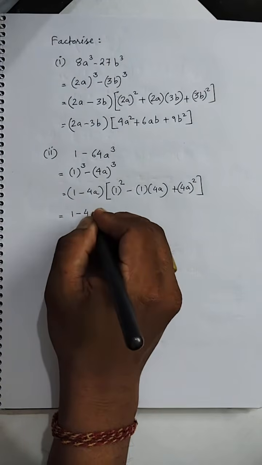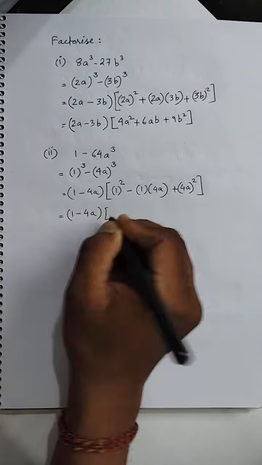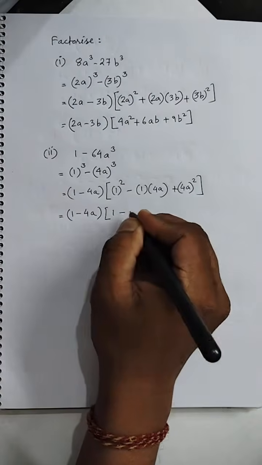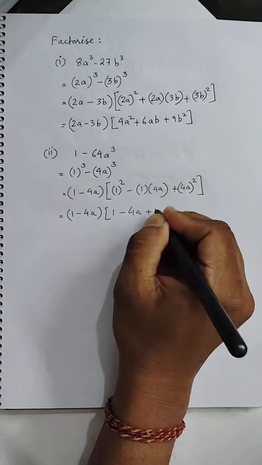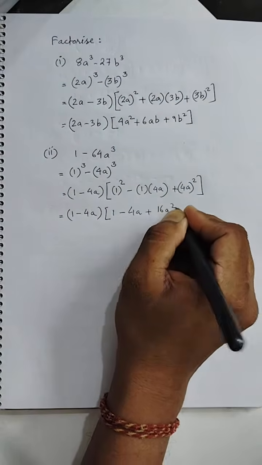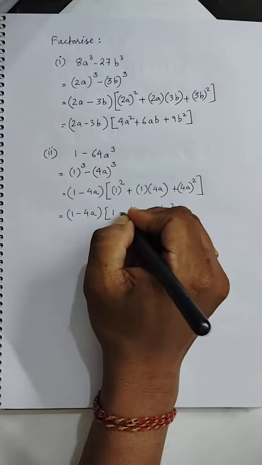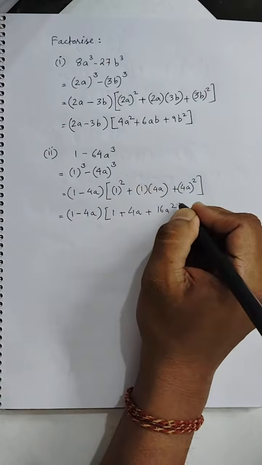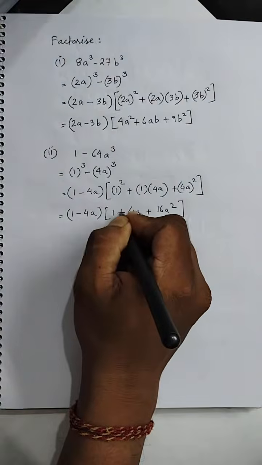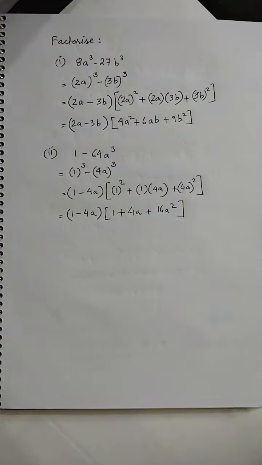So our answer will be 1 minus 4a, 1 whole square is 1 minus 4a plus 16a square. Sorry, this is positive sign. Extremely sorry. Okay, so our answer will be 1 minus 4a multiplied by 1 plus 4a plus 16a square.